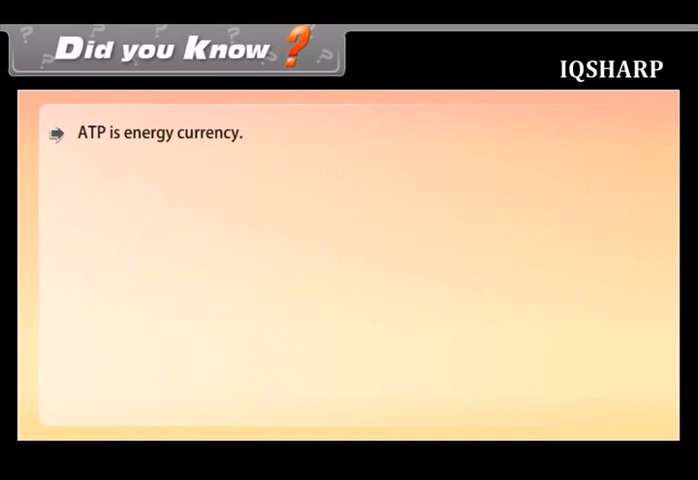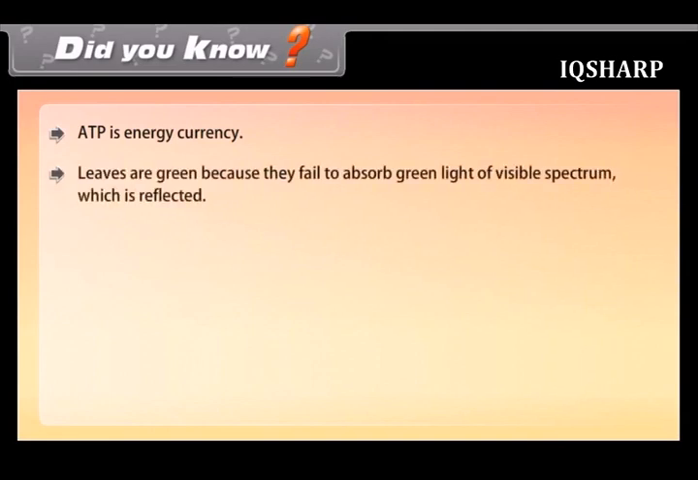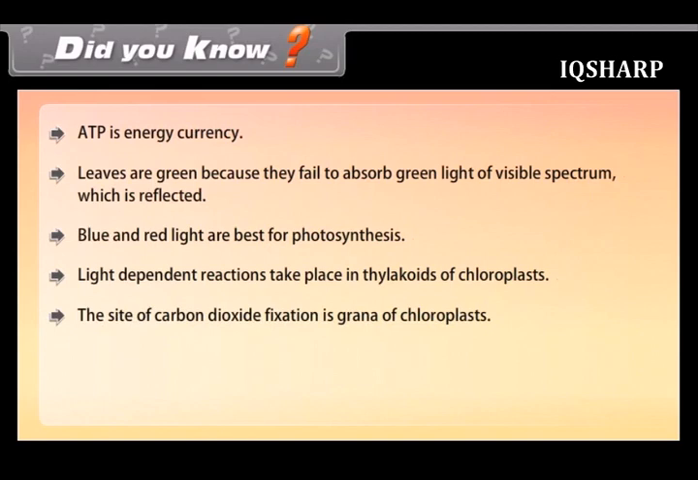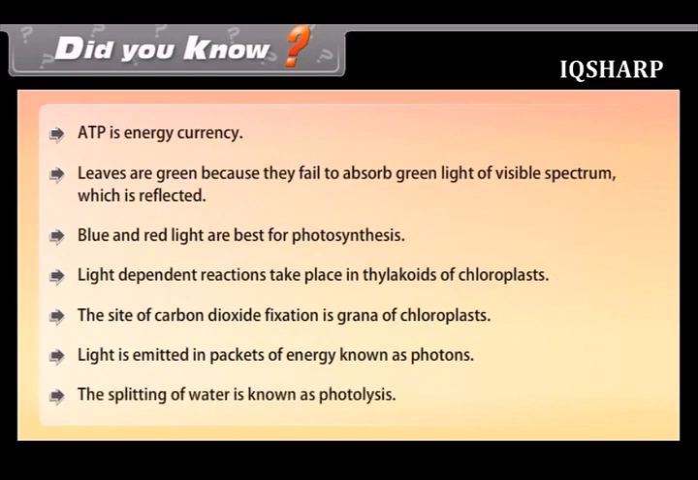Did you know ATP is the energy currency? Leaves are green because they fail to absorb the green light of the visible spectrum, which is reflected. Blue and red light are best for photosynthesis. Light-dependent reactions take place in the thylakoids of chloroplasts. The site of carbon dioxide fixation is the stroma of chloroplasts. Light is emitted in packets of energy known as photons. The splitting of water is known as photolysis.